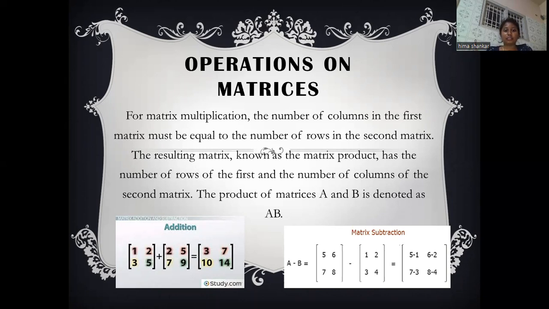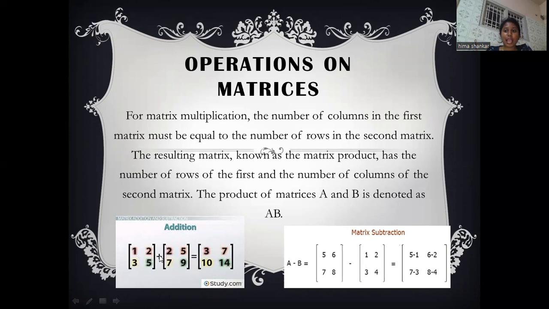Operations on matrices. For matrix multiplication, the number of rows and columns must be equal to the number of rows and columns of the second matrix. The resulting matrix, known as the matrix product, has the number of rows of the first and the number of columns of the second matrix. The product of matrices A and B is denoted by AB. In addition, the number of rows and the number of columns of the first matrix should be equal to the number of rows and columns of the second matrix.